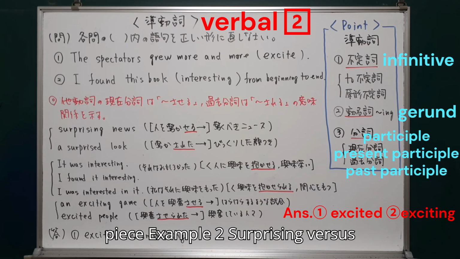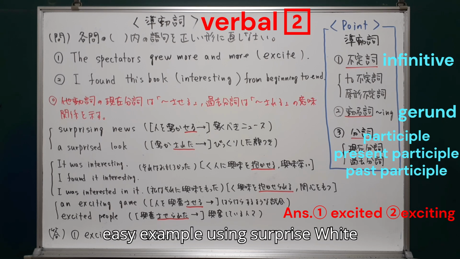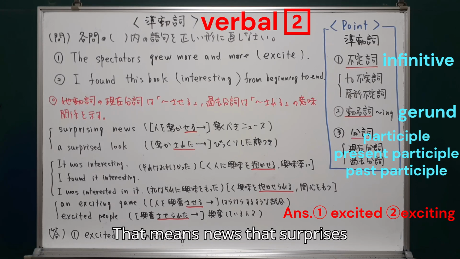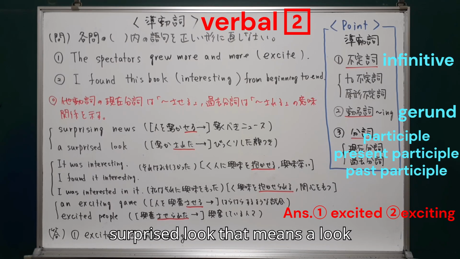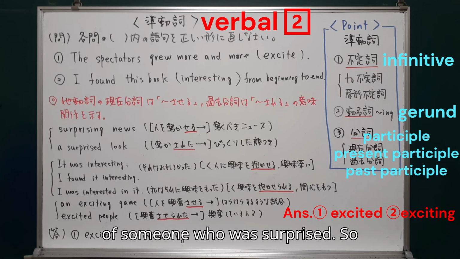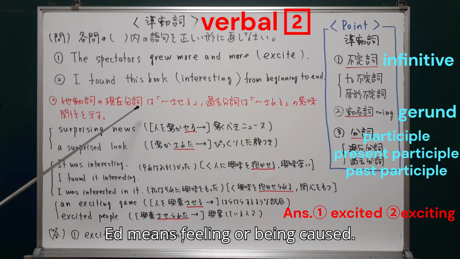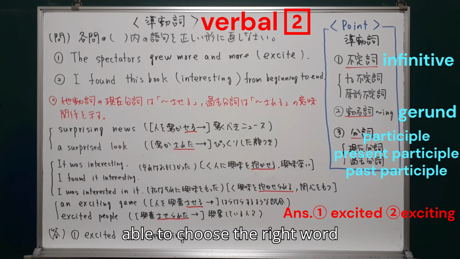Example 2. Surprising versus surprised. Let's look at an easy example using surprise. Surprising news. That means news that surprises people. A surprised look. That means a look of someone who was surprised. So, ing means causing, and ed means feeling or being caused. Once you remember that, you'll be able to choose the right word much faster.